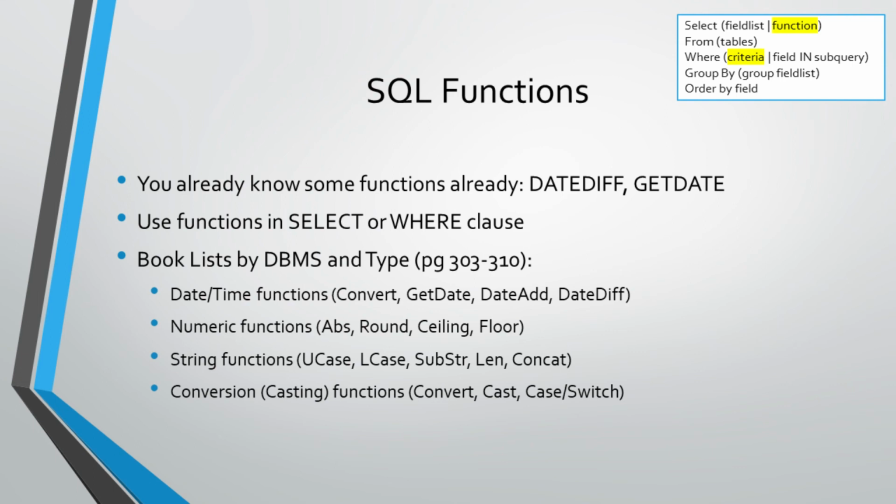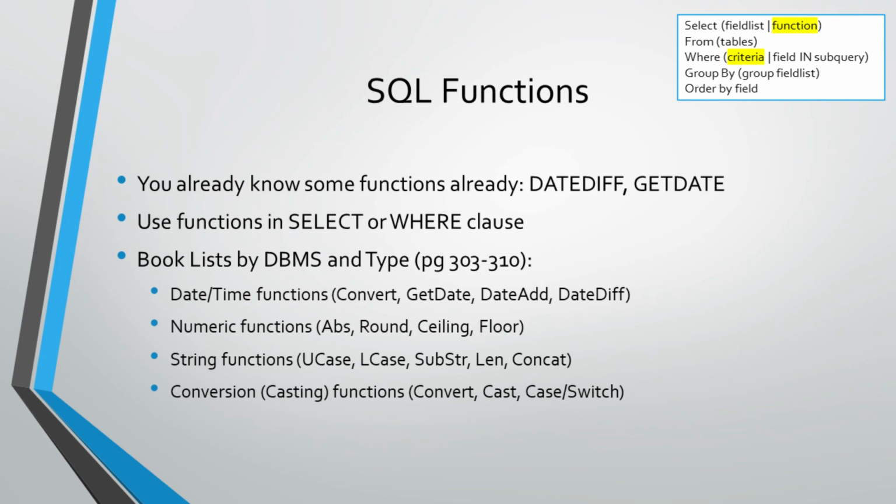So the book will break it into 4 different types. We have our date time functions, which is like our converts, convert a string to a date, our get date, which just gets now, and our adding and difference. It also has the month, day, year type functions that you can do to just get the month number.